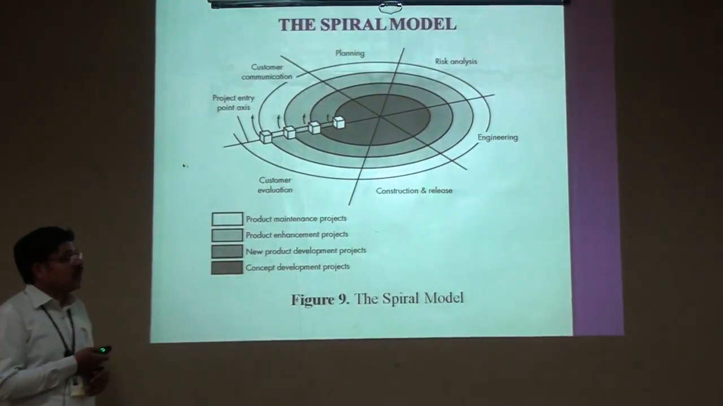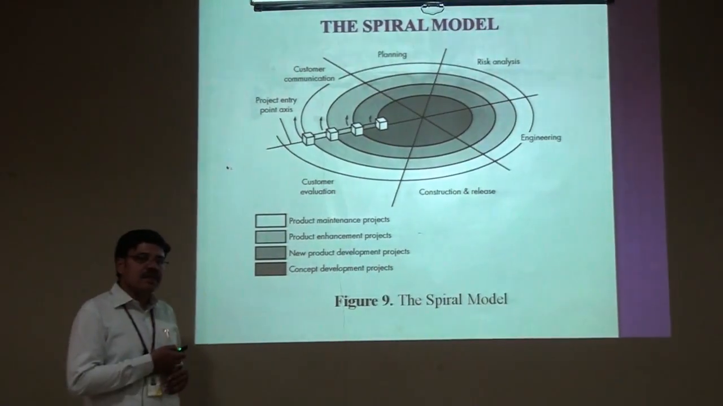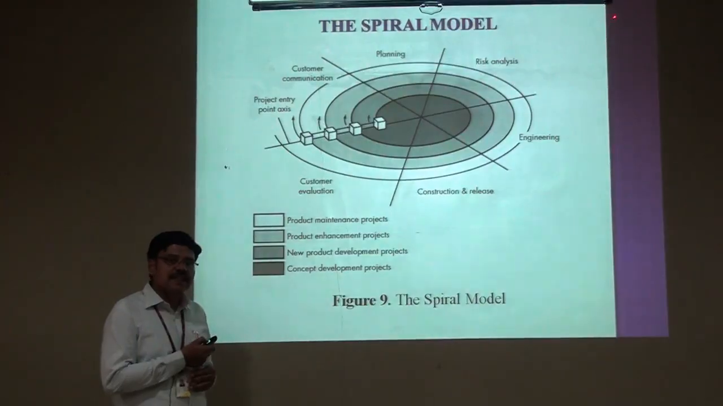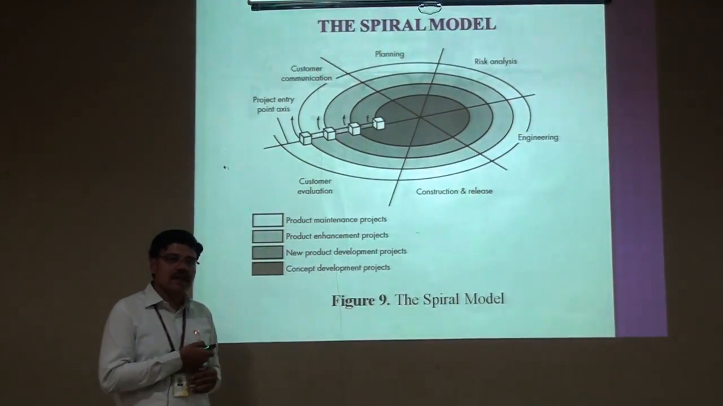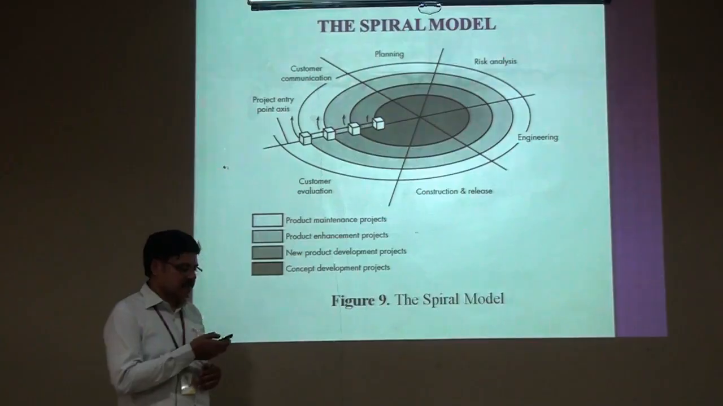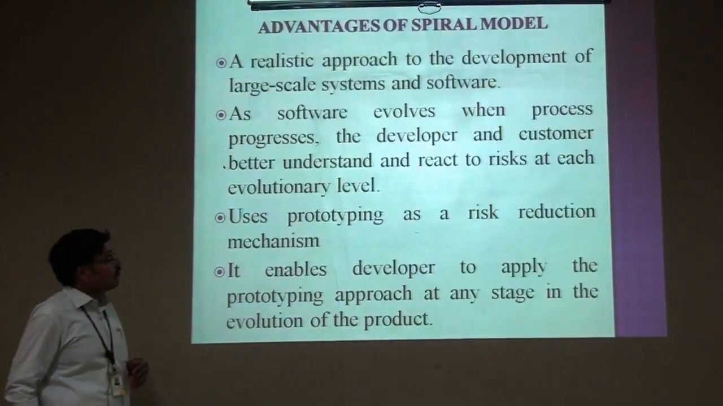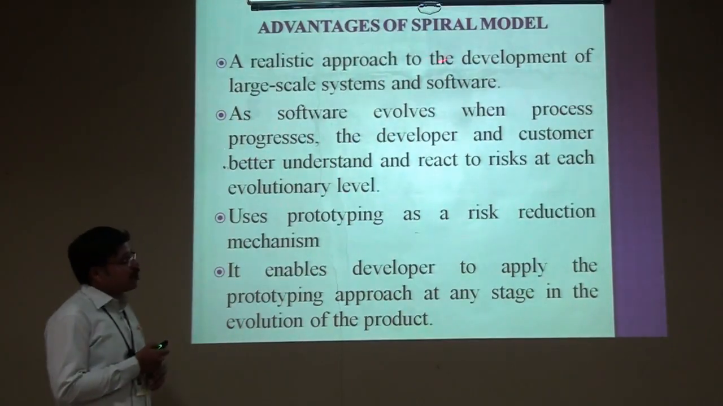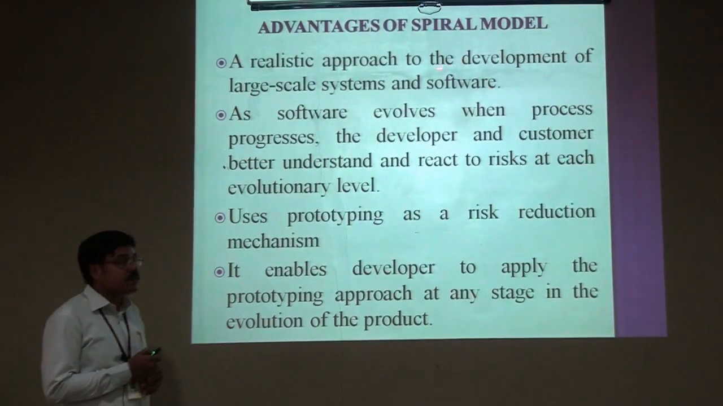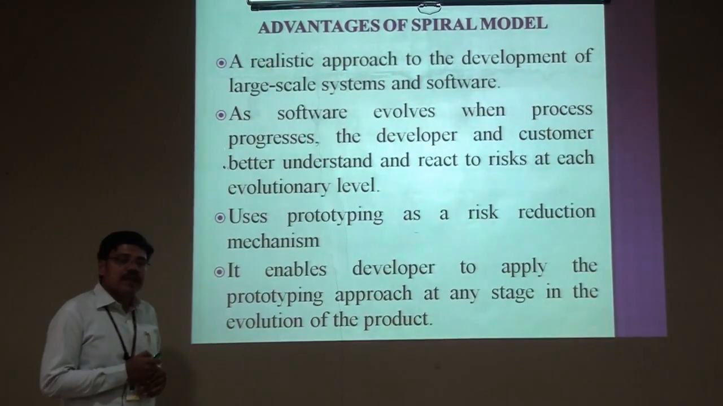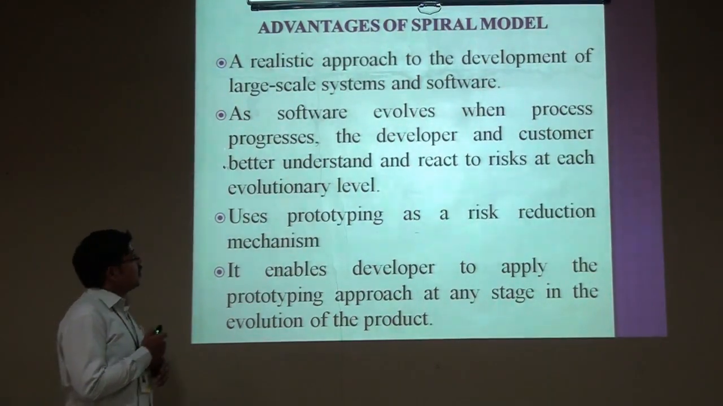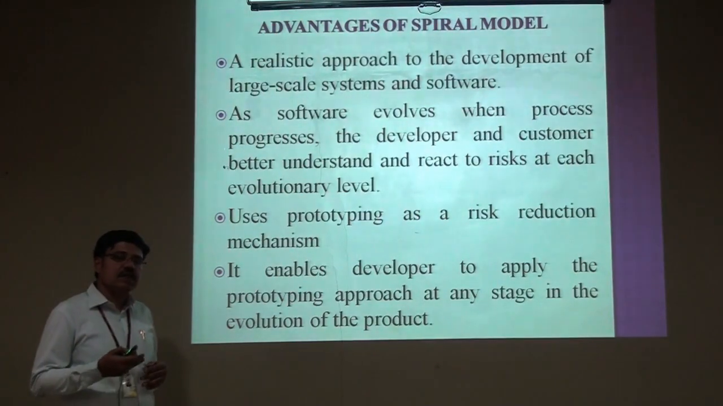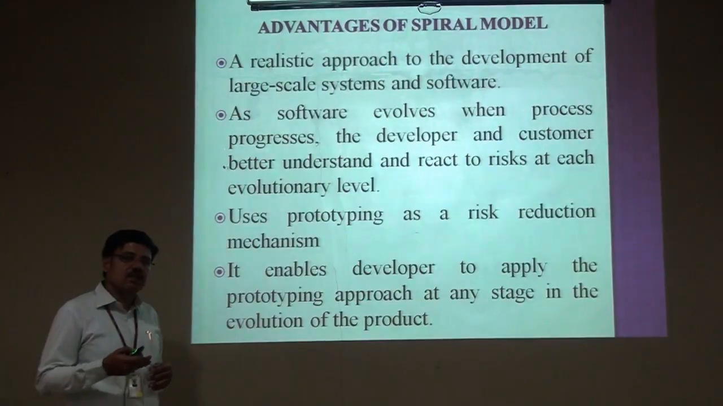This spiral model is divided into various task regions, and it helps to perform risk analysis, which is not applicable in various other process models we have discussed. The advantages of this spiral model are that it is a realistic approach to the development of large scale systems. It can be applied for large projects, which can involve around 60 to 90 days or around 6 months or 1 year projects.